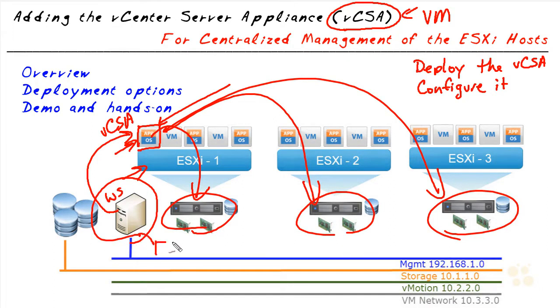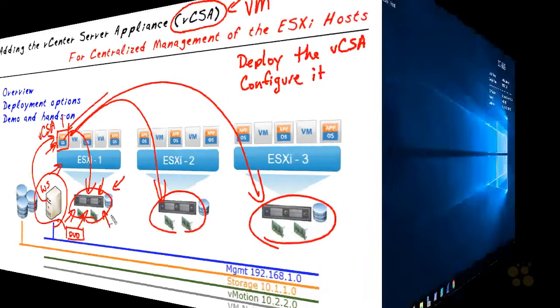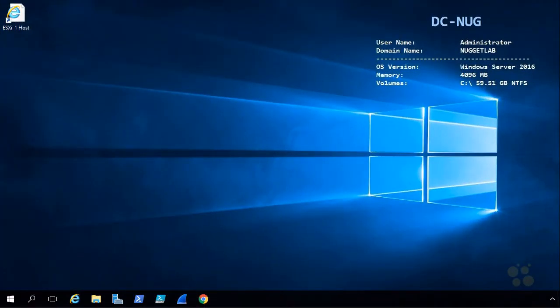I've got a CD, or DVD rather, attached. And that DVD is the ISO with vCenter. So we're going to go into that DVD, launch the install. As part of the install, we'll point to the ESXi host where we want to deploy the virtual machine. And as part of that, we're going to be asked to authenticate. So as a reminder, the user on the ESXi host is root, and the lab password is what we're using for the password for root, so that we can go ahead and deploy the vCenter server appliance as a VM on this ESXi host. So we're going to start off on DCNUG, which is acting as our Windows management computer.